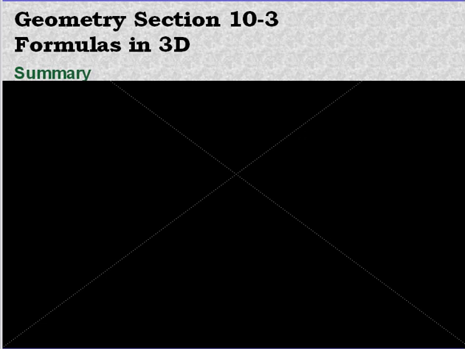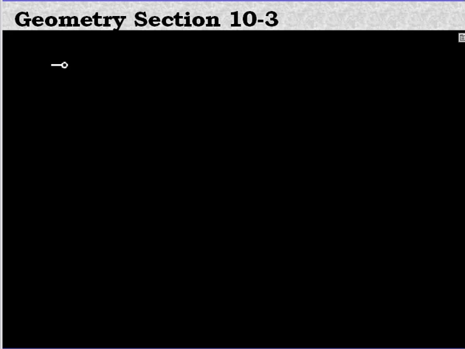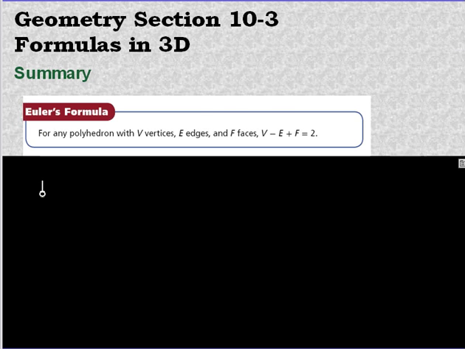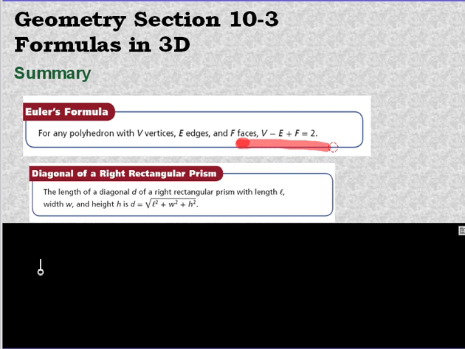All right, and we are done. So summary, Euler's formula allows you to check a polyhedron to see if something is a polyhedron. You use it by finding a number of vertices, edges, and faces and plugging it into that formula. Diagonal of a right rectangular prism, like the Pythagorean theorem, with 1 extra parameter. And then lastly, our distance and midpoint.